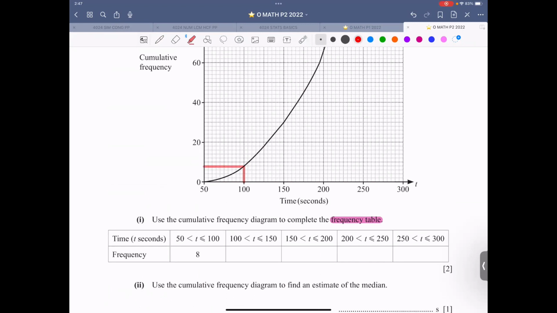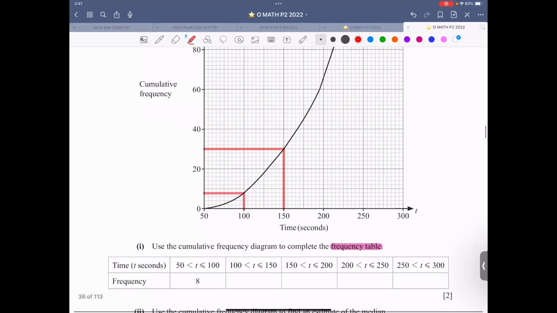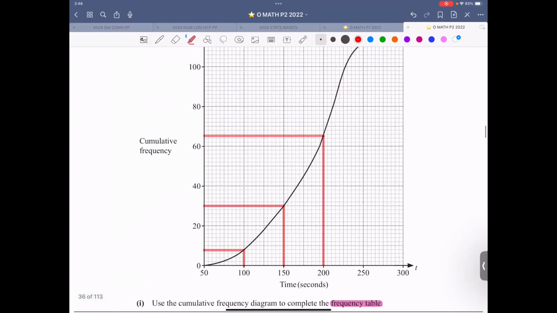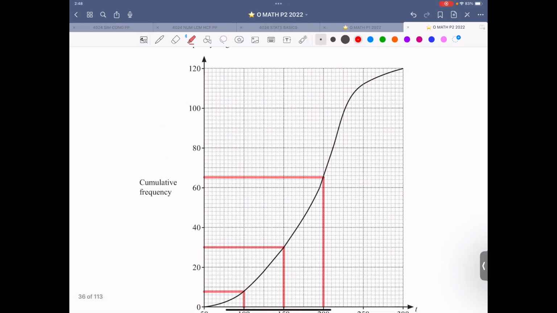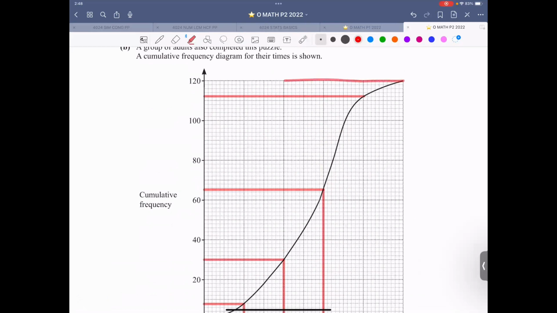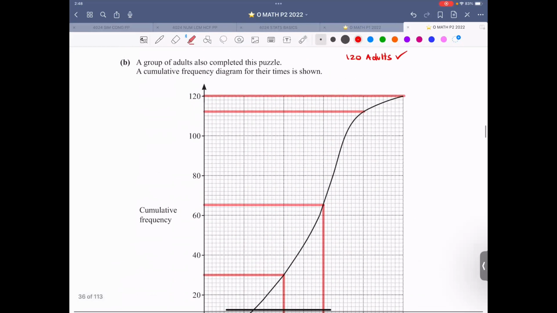Okay. Let me go to 150. I'll first mark all the values, and this will also give me an idea for the part to come. For 200, this line is thicker. For 250, and last is 300. Okay. Now this value is 120, definitely.